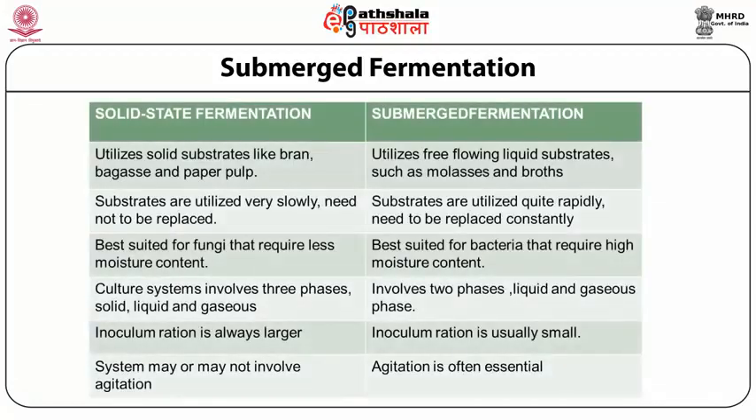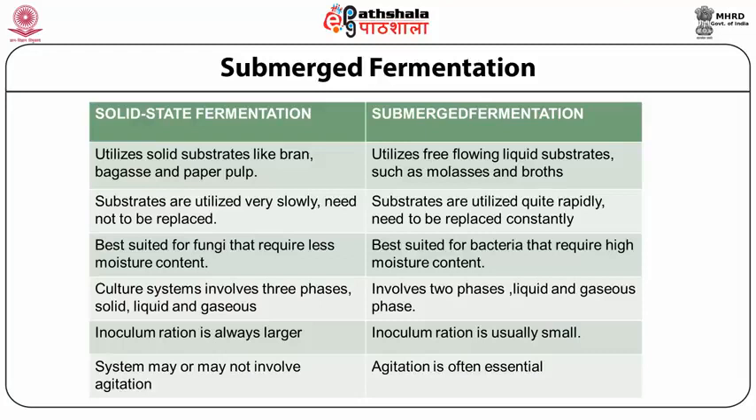Now what are the basic differences between solid state and submerged fermentation? In solid state fermentation, we are using solid substrates like bran, bagasse and paper pulp. In submerged fermentation, we utilize free flowing liquid substrates such as molasses and broth. Solid state fermentation is a very slow process, while submerged fermentation is a fast process. Solid state fermentation is best suited for fungi that require less moisture content, and submerged fermentation is suited for bacteria that require higher moisture content.